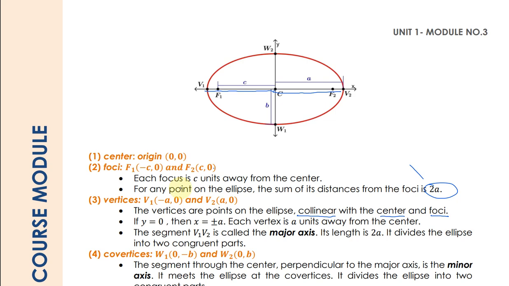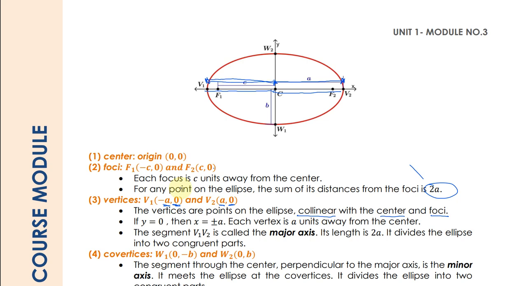If y is equal to 0, then x is equal to positive or negative a. Look at the y coordinate, it is equal to 0, then look at x, which is negative a and positive a. Then each vertex is a units away from the center, as in the illustration. This is distance a from the center, and this is also distance a from the center, because the ellipse is symmetrical.